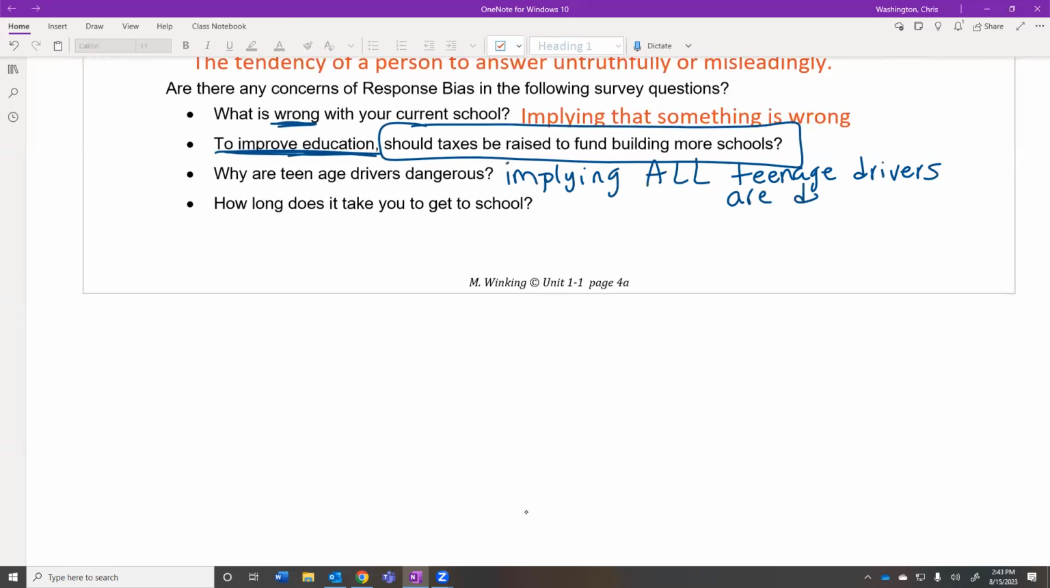Hopefully not the case. I see some of you drive in the student parking lot after school, and it scares me a little bit.